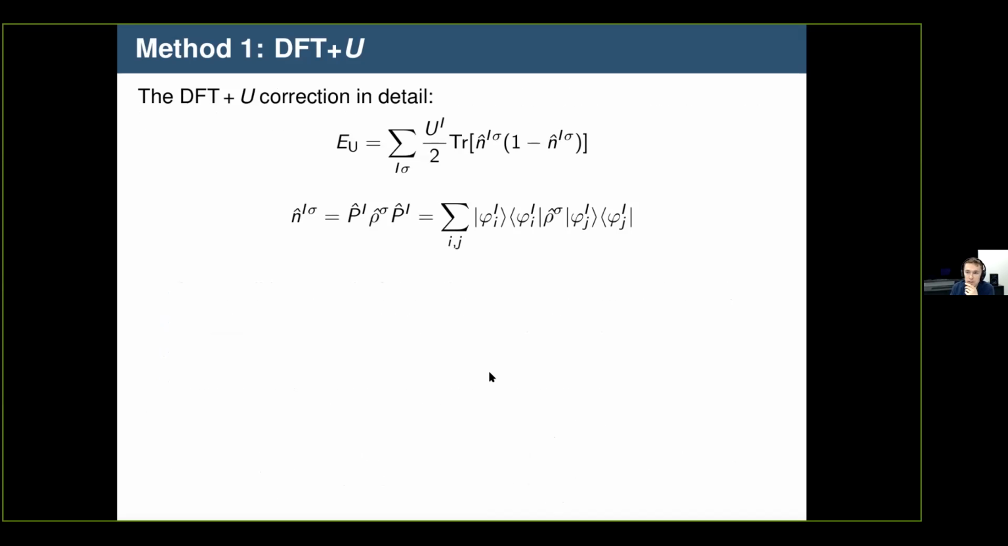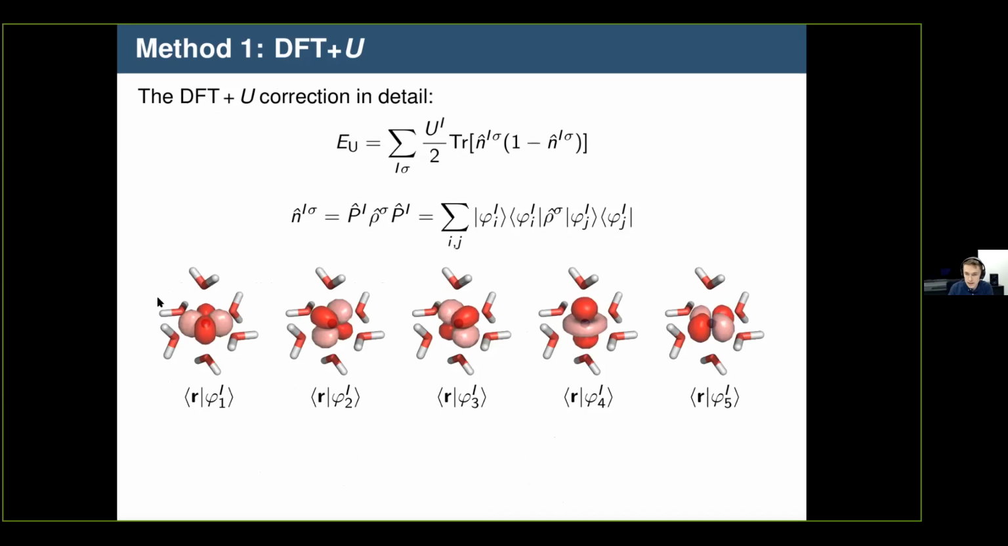If we look at this correction in detail, here's an example. Here's a transition metal, I think this is manganese, surrounded by 6 water molecules. And so we know that in the 3d subspace of these transition metals, correlation plays a large factor in the electronic structure, especially in the 3d orbitals. And so what we want to do is selectively apply the DFT+U correction to the subspace spanned by these orbitals.